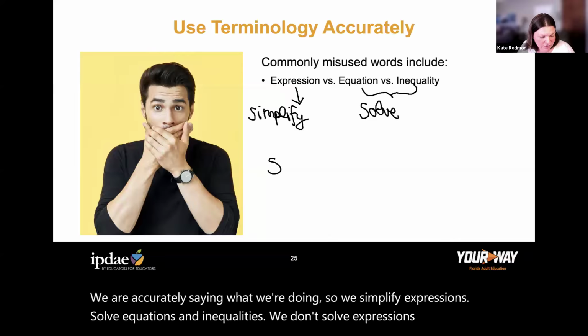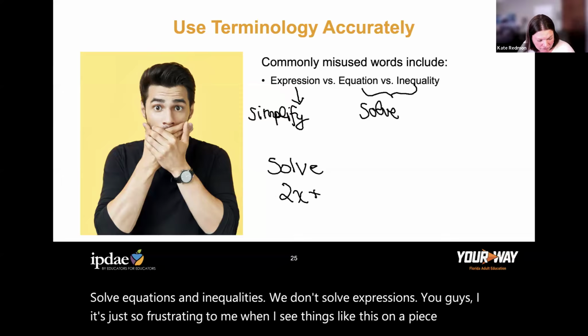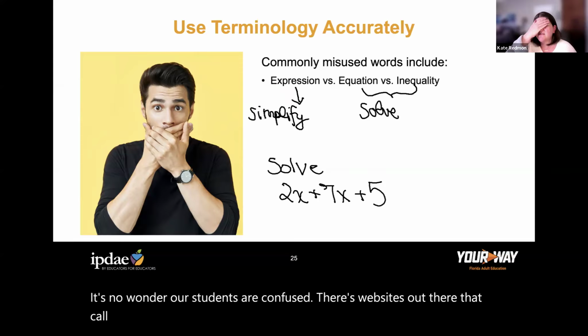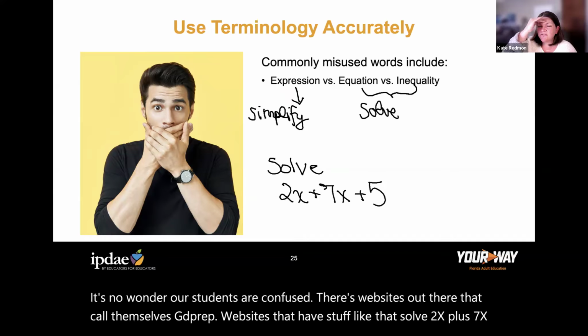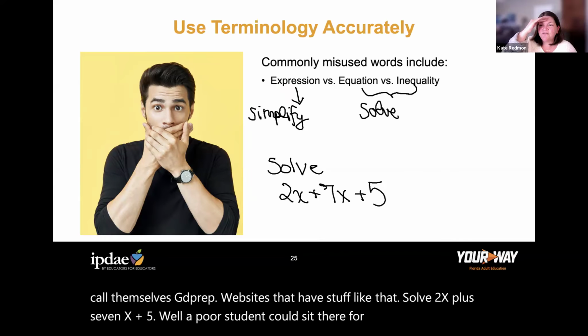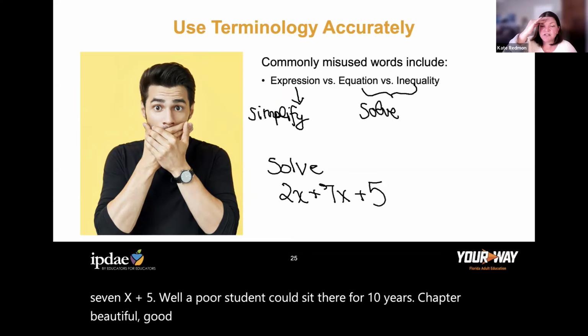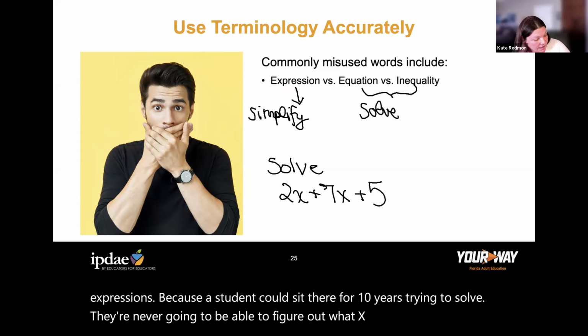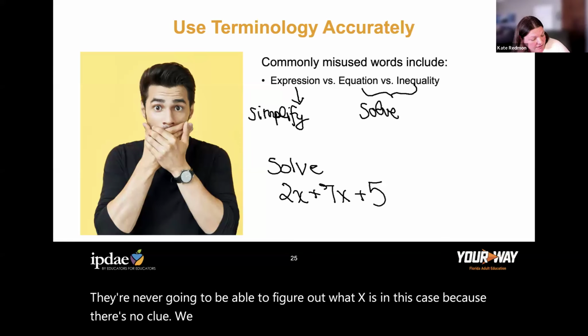It's just so frustrating to me when I see things like this on a piece of paper. It's no wonder our students are confused. There's websites out there that call themselves GED prep websites that have stuff like that. Solve 2x plus 7x plus 5. Well, a poor student could sit there for 10 years. Beautiful. Good job correcting your students when they say solve expressions, because a student could sit there for 10 years trying to solve. They're never going to be able to figure out what x is in this case because there's no clue. We can't solve this. All we can do is simplify this.